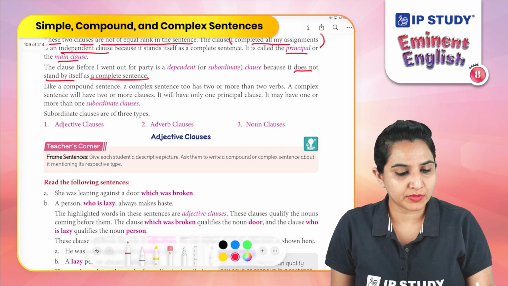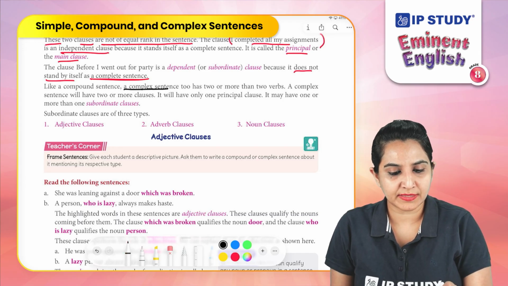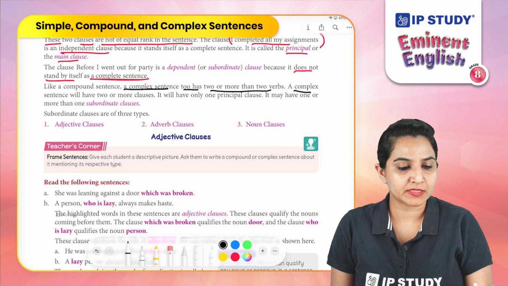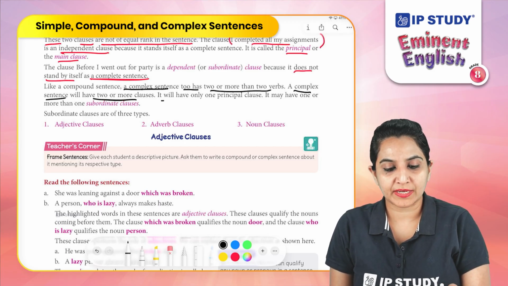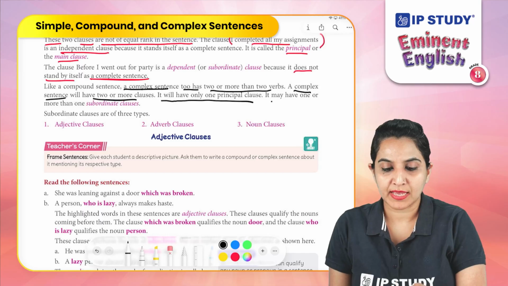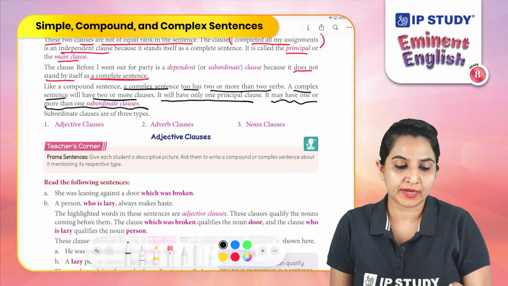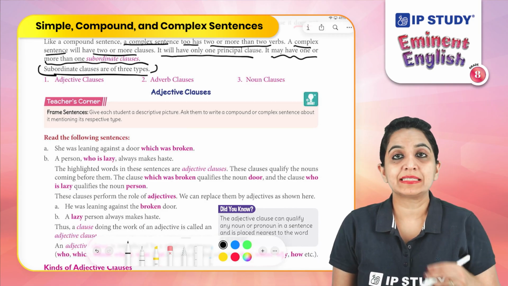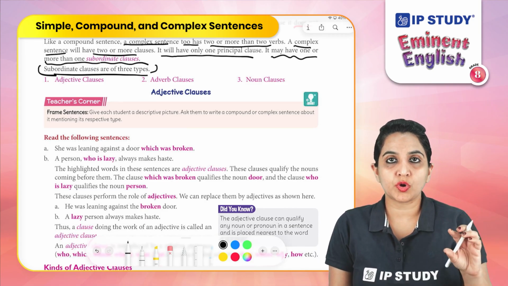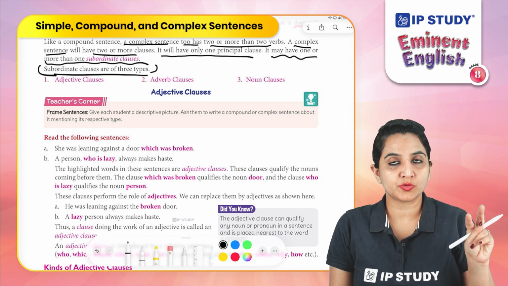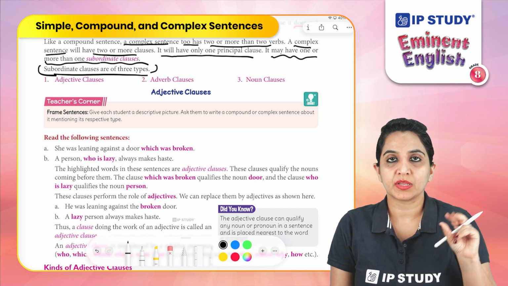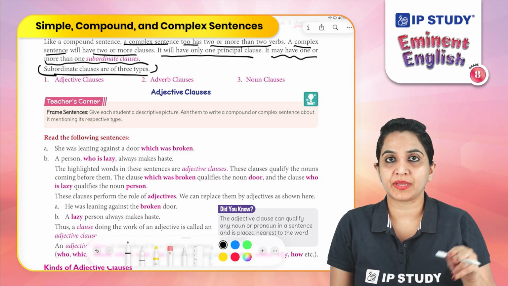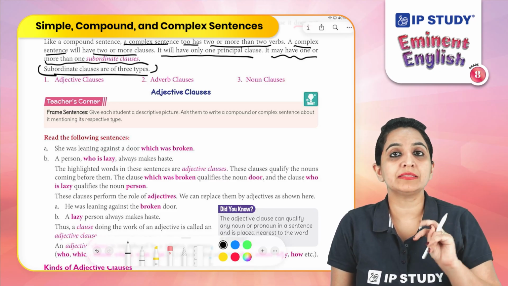So like a compound sentence, a complex sentence has two or more than two verbs. A complex sentence will have two or more clauses. It will have only one principal clause. It may have one or more subordinate clauses. Now the clause which is dependent, right? So a compound sentence has two clauses, both are coordinating clauses. A complex sentence has two clauses, one is dependent, one is independent. That means one is a coordinating clause and another is a subordinate clause.